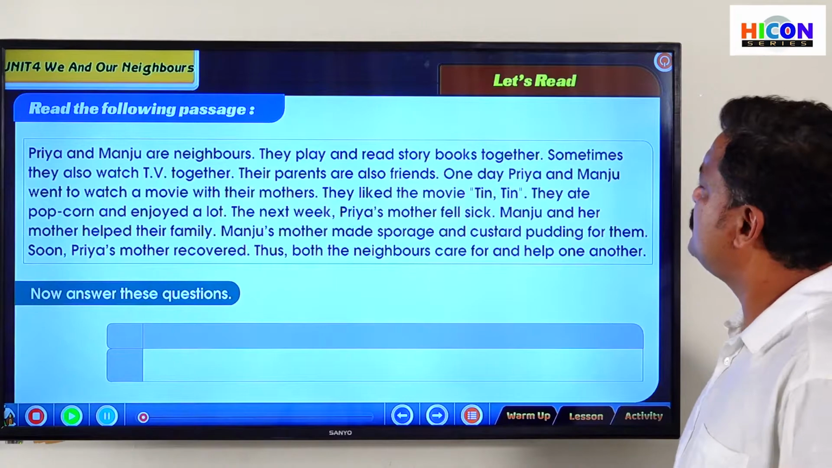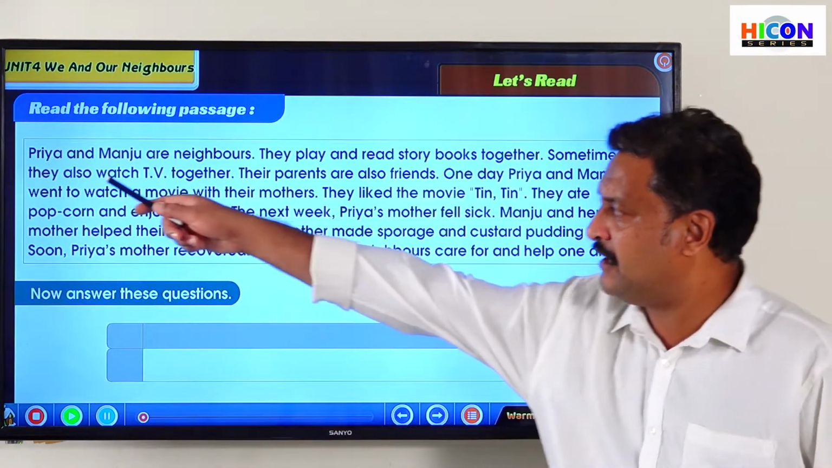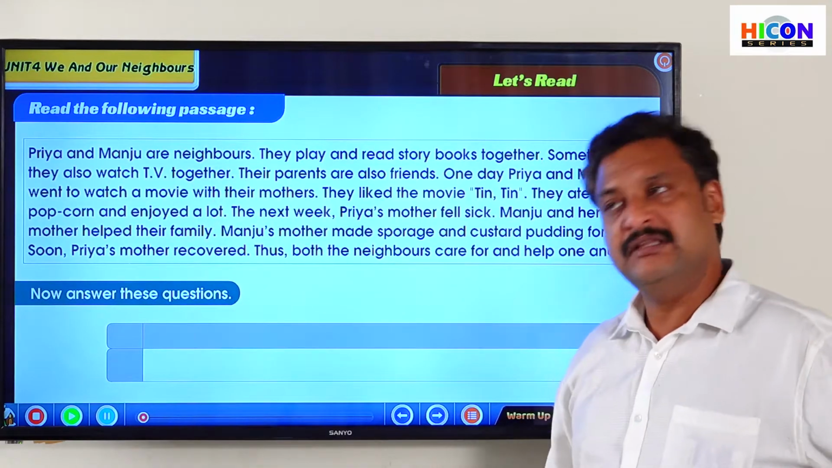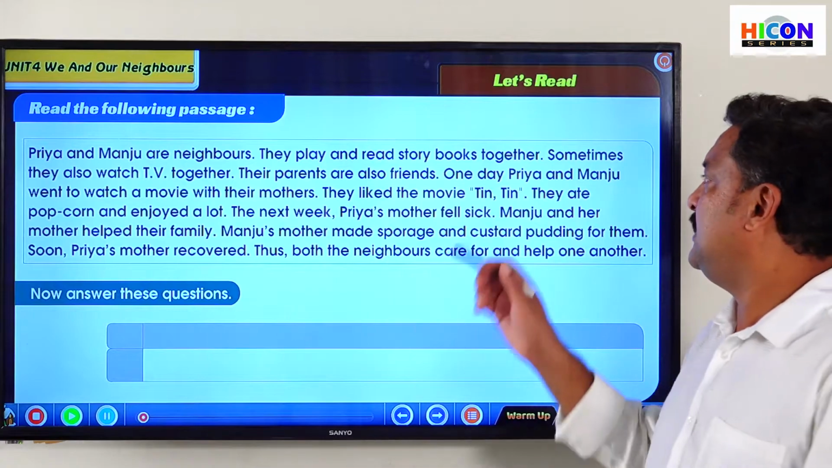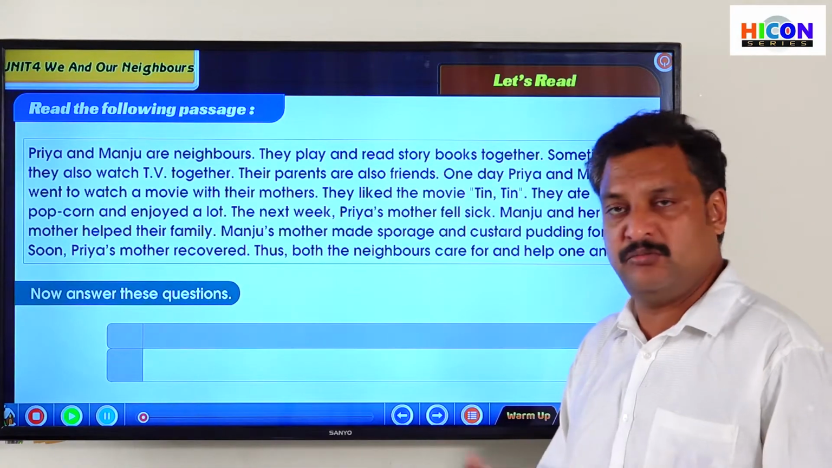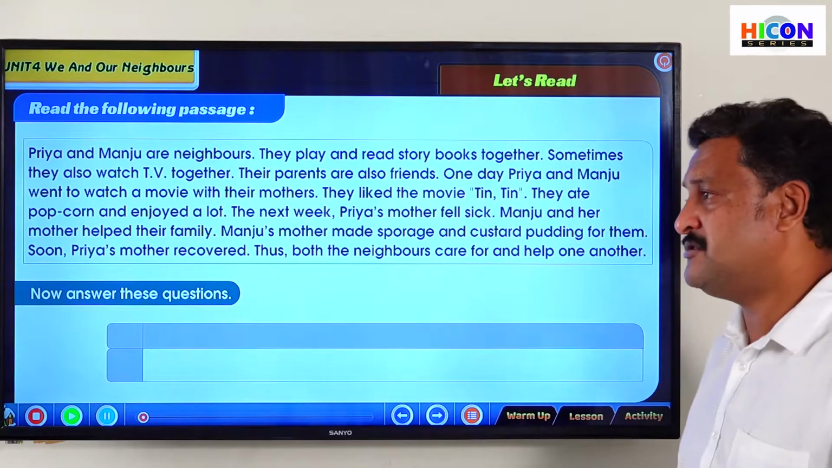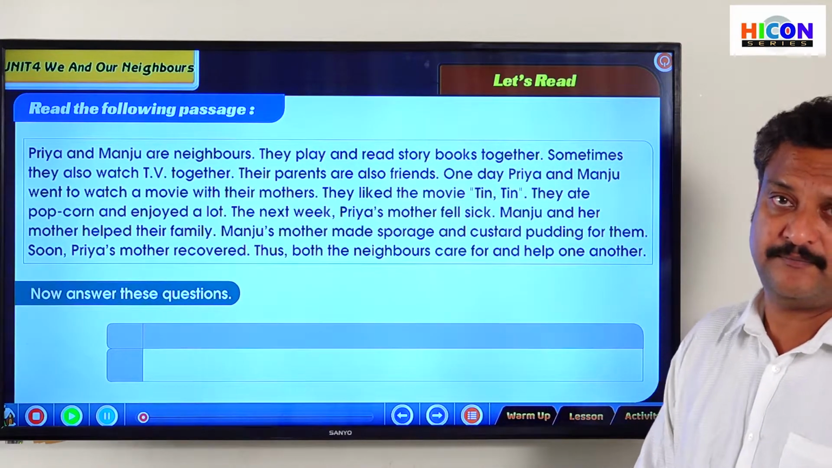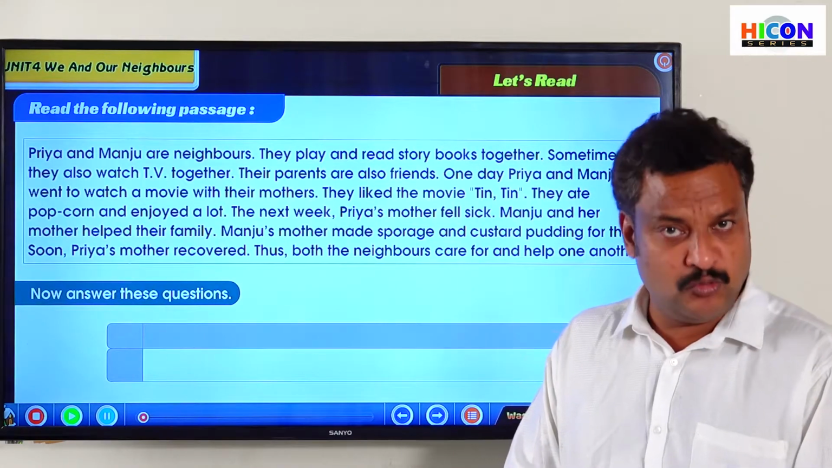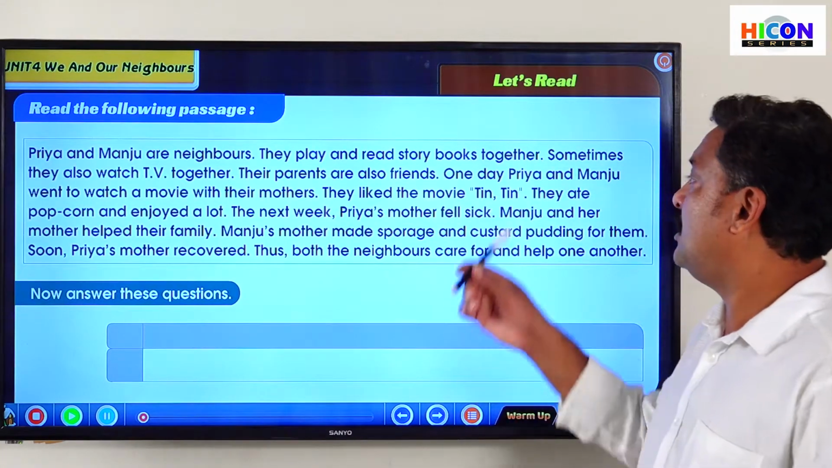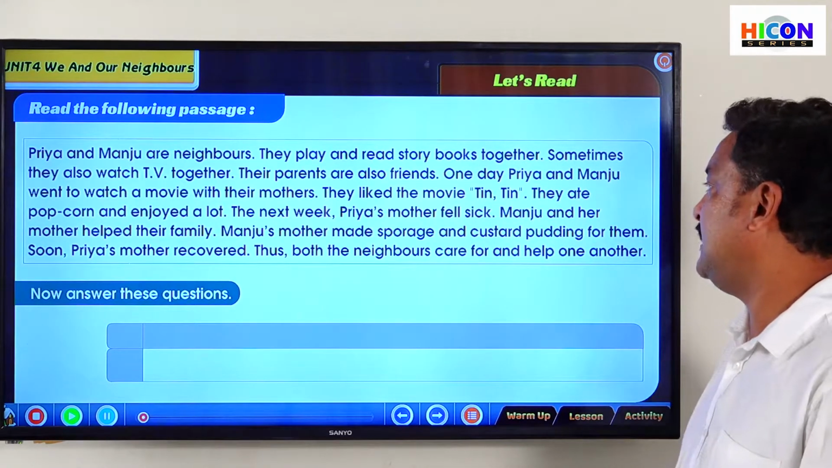So, this is a small story about two families. One is of Priya and the second is of Manju. They are friends. Their parents are also friends. They play together. They read storybooks together. They watch TV together. Sometimes they even go for movies together. Once both Priya and Manju went to watch a movie with their mothers. The movie's name was Tintin. It's a cartoon character, right?